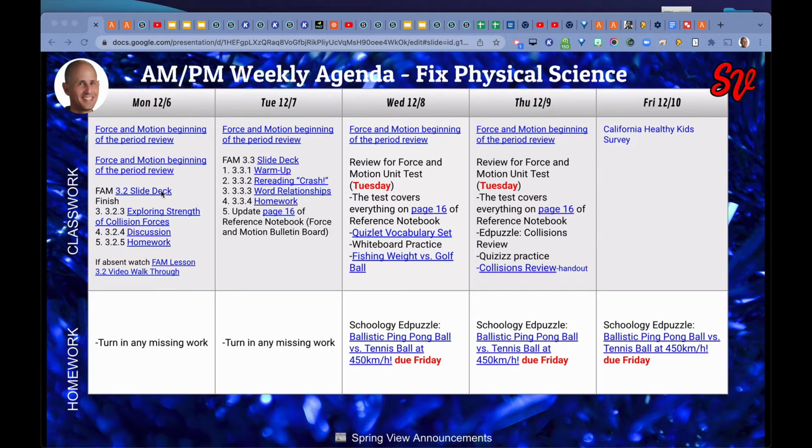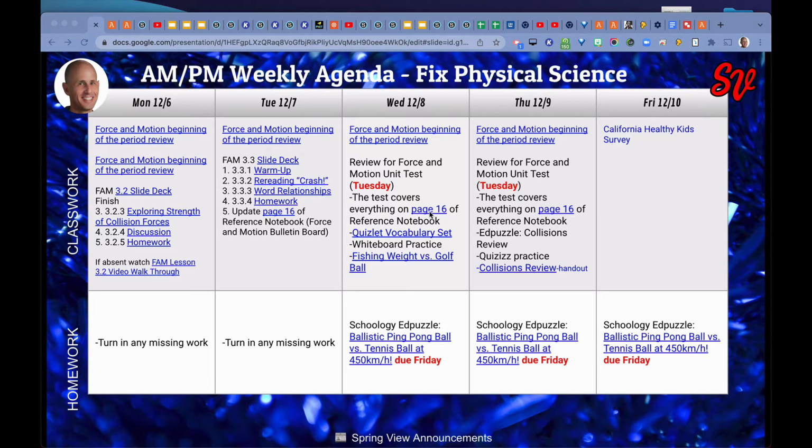Again, the slide deck has all the activities in it. You go through it and do the activities. And again, there's a Force of Motion video walkthrough you can look at. And on Tuesday, we finished up the Force of Motion unit with lesson 3.3. And then on Wednesday and Thursday, we did a lot of review.